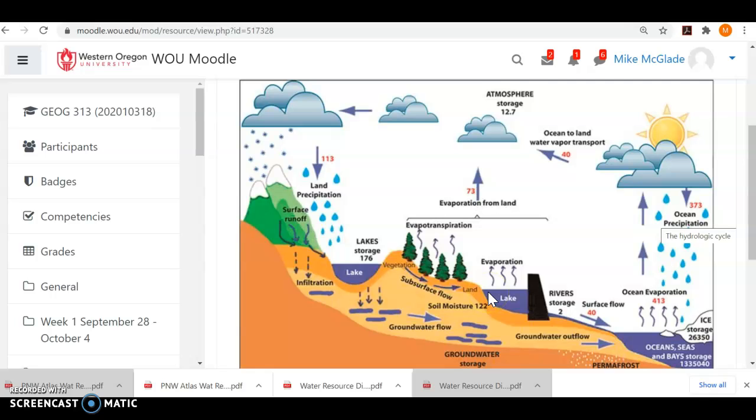Usually our highest quality water is that which infiltrates subsurface, because it's basically filtered. Okay. And the question of quality of water is something we're going to later look at in some detail.